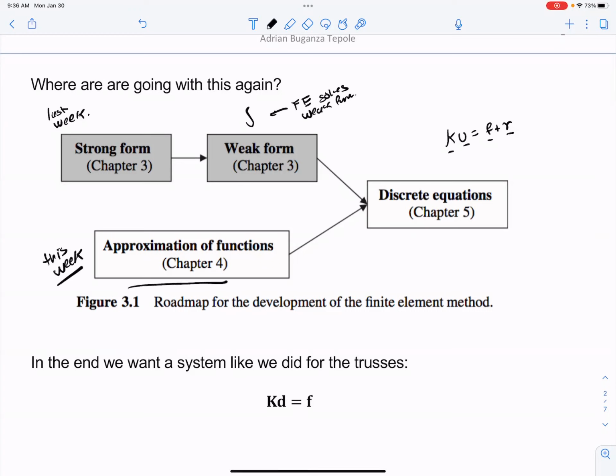We're gonna do chapter 4 of the book, which is we're gonna learn a little bit about how to interpolate functions. And then next week, I think, we're gonna basically put the two of these together and then you'll see how the FE actually solves that weak form. So again, what we're gonna do this week is how to approximate functions. And then hopefully next week we can put everything together and actually show how we get the FE solution.